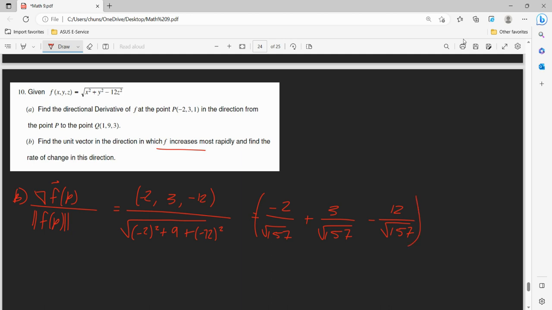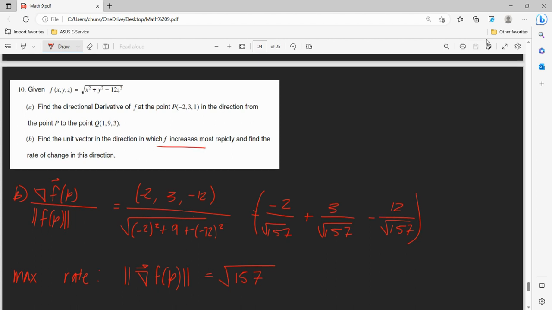And we want to find the rate of change in this direction. So we said our max rate is equal to our magnitude. That's just our denominator that we found, which is equal to the square root of 157. Okay, so just like that, that's it for this question set. And that is it for this video.